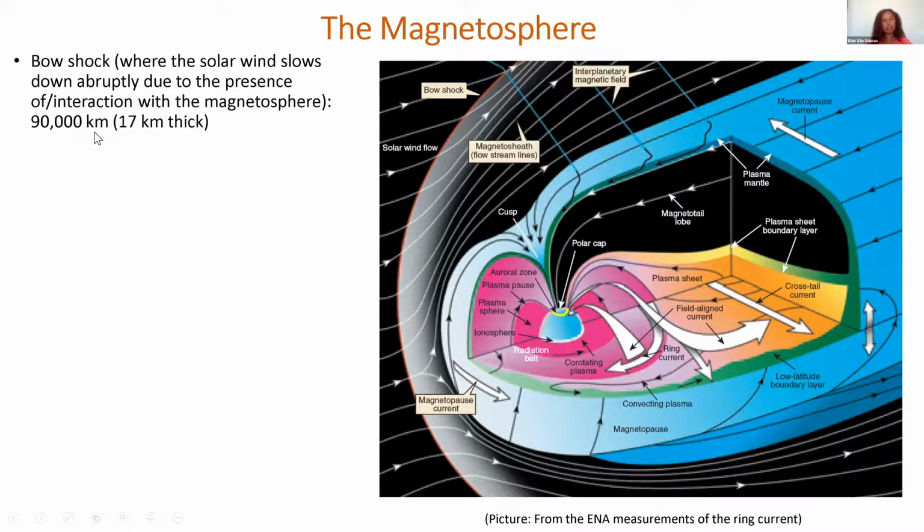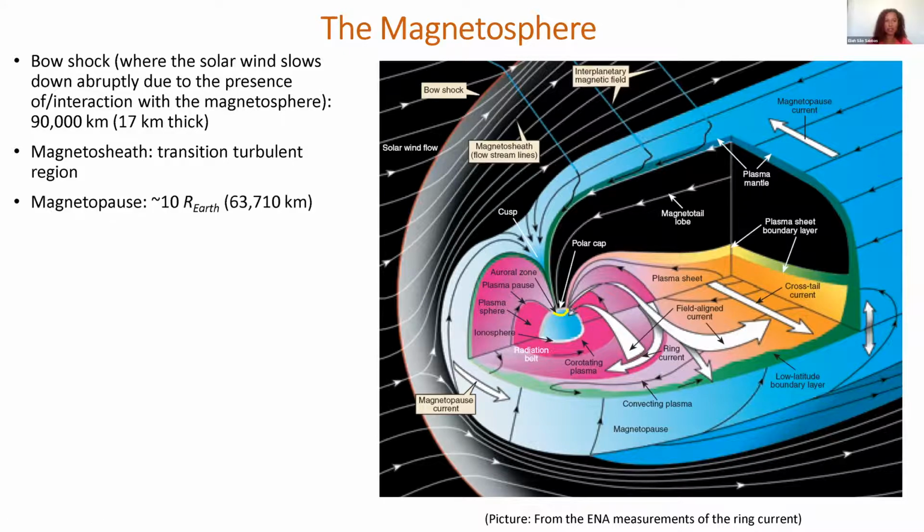It's located at about 90,000 kilometers altitude from the Earth, and it has about 17 kilometers of thickness. So it's a fairly thin region. Right after the bow shock, there is what we call the magnetosheath, which is a region of transition between the shock, the solar wind, and the magnetosphere itself. And it's a very turbulent region with different currents and very dynamic plasma.